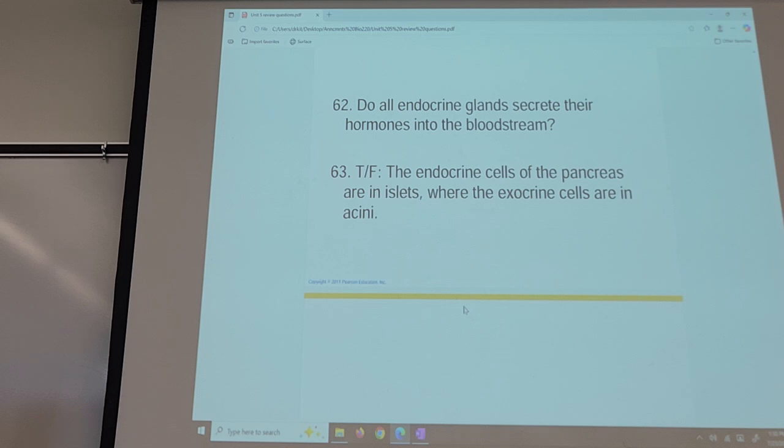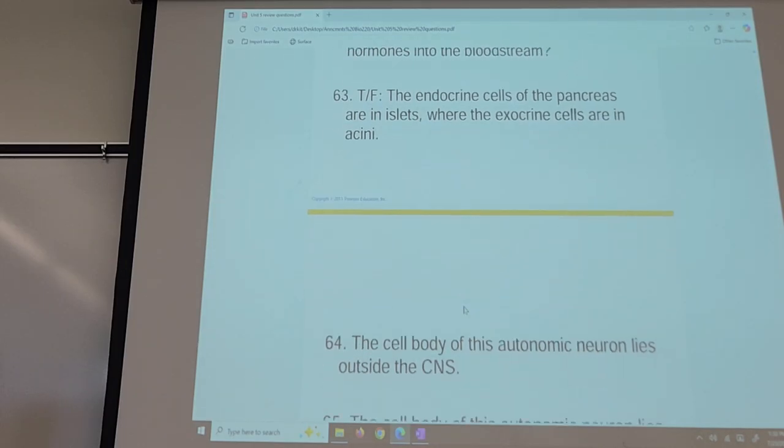Do all endocrine glands secrete their hormones into the bloodstream? Yes. True or false? The endocrine cells of the pancreas are in islets, where the exocrine cells are in the acini. True. Yep, that's true.